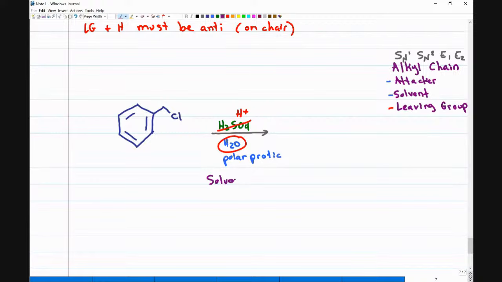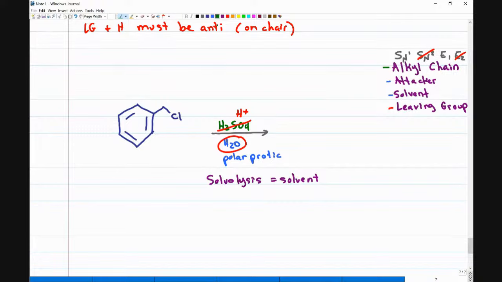Solvolysis has the words solvo, the solvent, lysis, breaks. The solvent is your attacker. Water is neutral. Water is weak. Water will not allow an SN2 or E2 reaction because it's not strong enough to kick anything out. It has to wait for a carbocation. And that leaves me with the alkyl chain.